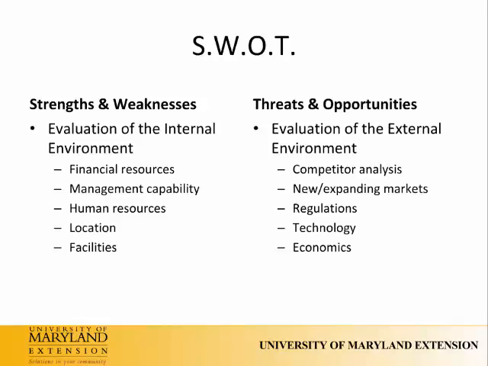The threats and opportunities are things that are external. So it's looking at your competitors. It's looking at new and expanding markets. These are things that you can't control. So they're external to the business. Things like regulations, technology, and then just regular farm and consumer economics. So strengths and weaknesses are internal to the business. Threats and opportunities are external to the business, things you can't control.